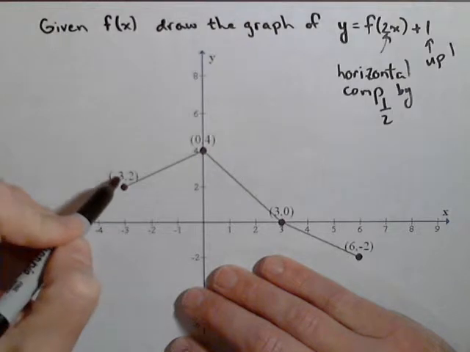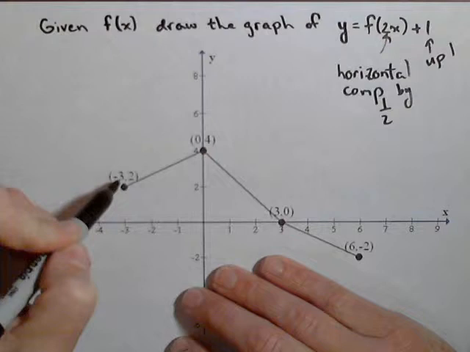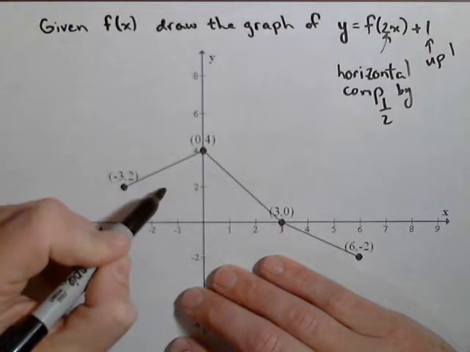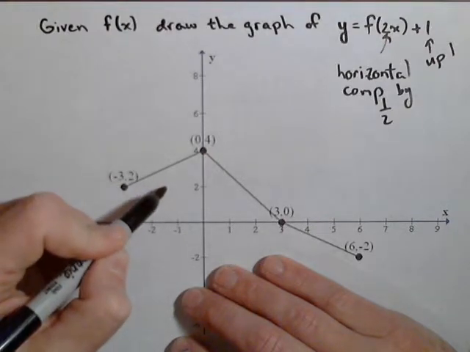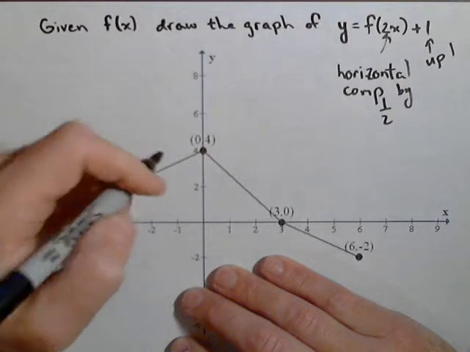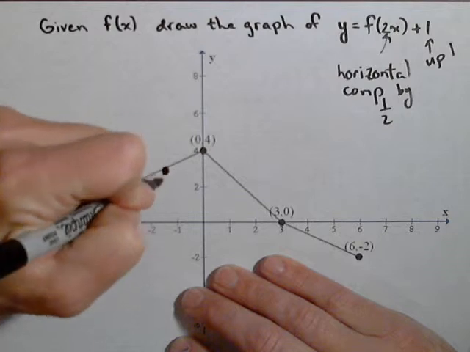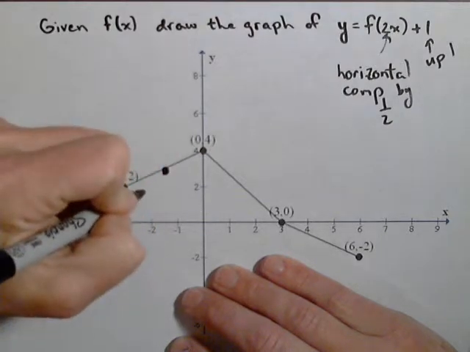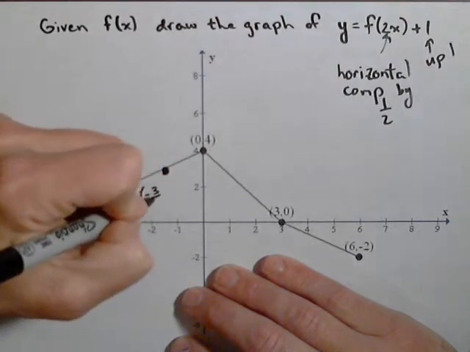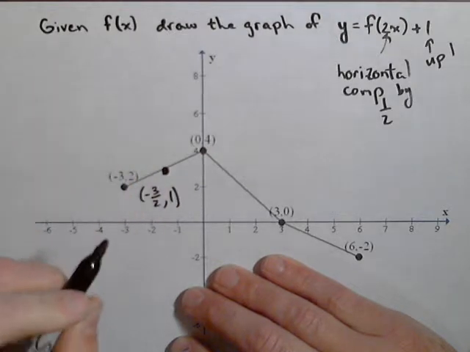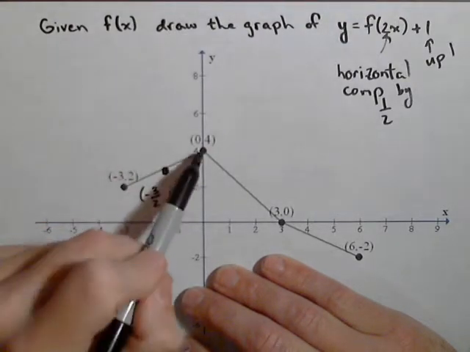First thing that's happening is the x value is getting cut in half. So that's going to be -3/2, or -1.5. So about right there, so about halfway towards the x-axis. And then up 1. So it's going to come in about right here. And that's going to be the point -3/2, comma 1.